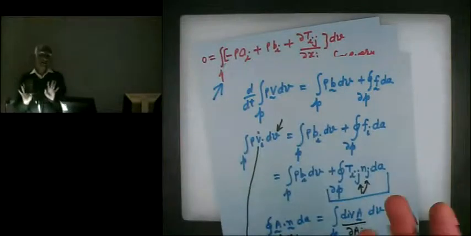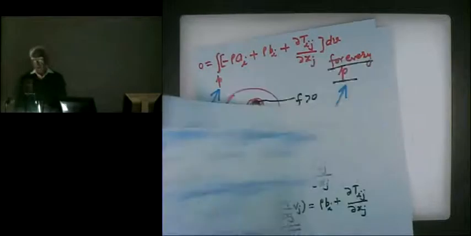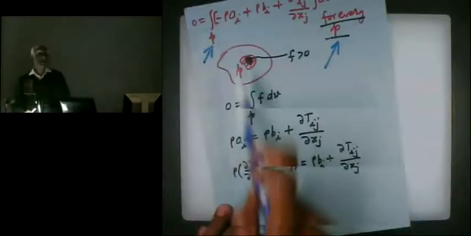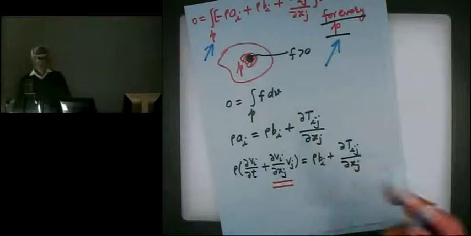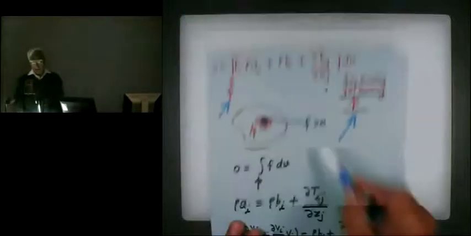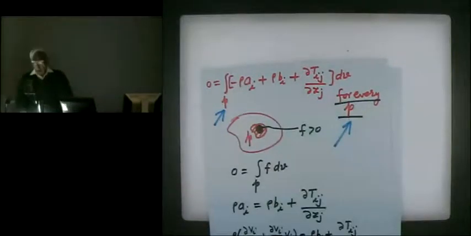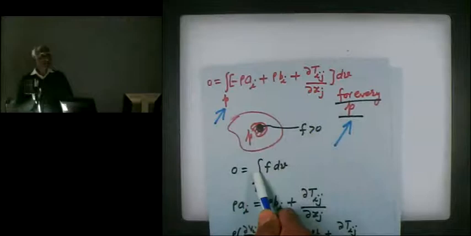Remember, they are all equivalent. So long as you say every part P, they are equivalent. So you can go back and forth. So the key word is for every part P. And another assumption we are making is that these things are continuous. If delta Tij over delta Xj, which is the partial derivative of Cauchy stress, were not continuous, then we could not derive that this integrand is zero. Remember, when I proved this result, I said f is continuous.